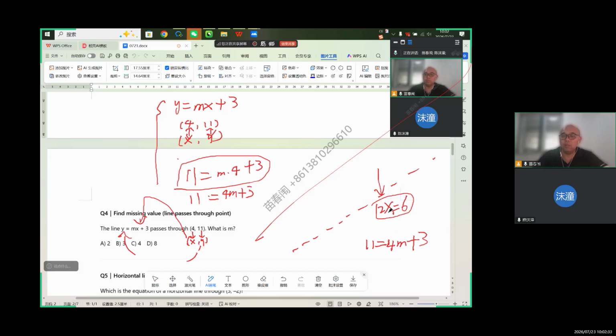Does that make sense? All variables go to the left. Does that make sense? If I move 4m to the left, it's a little negative form. I don't really like that. So before I do that, I can make it 4m plus 3 equals 11. Does it make sense? Are you familiar with this?